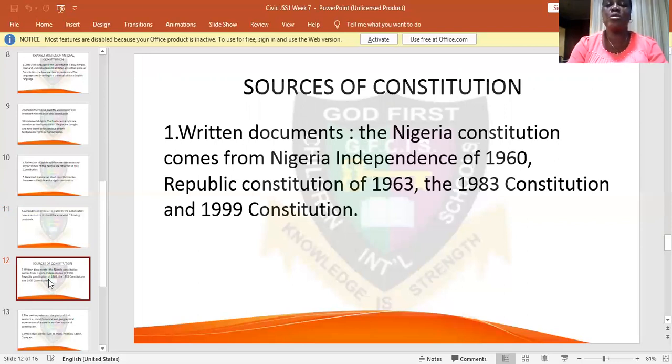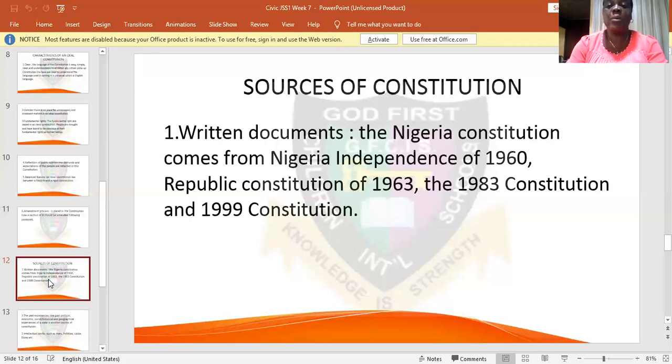How are these constitutional laws and rules formed? How do they come to be? Number one, we have written documents. Any constitution, most especially the Nigerian constitution, is gotten from documents, the history of what has been happening all this while. From that history, they were able to learn where they were falling, where they made mistakes, and where they were successful, and they bring it to law.